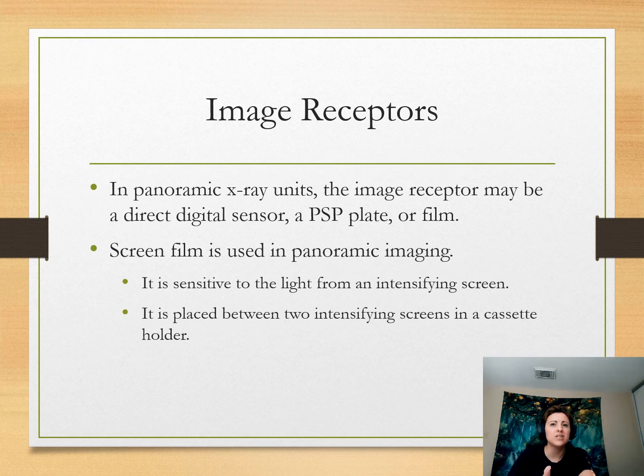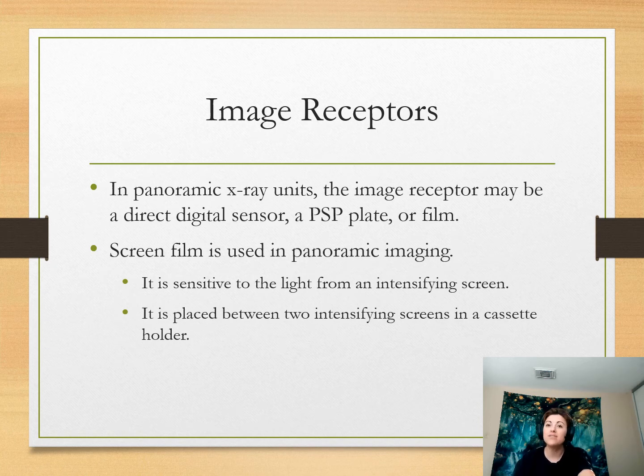And then the last one is film. Now, film is usually screen film. Remember, we learned that in chapter 9 when we talked about panoramic film, and it's always screen film because it takes less time to expose than it would with traditional film, right? So screen film is used, and screen film always has to be used with an intensifying screen. That's why it's called screen film, okay?